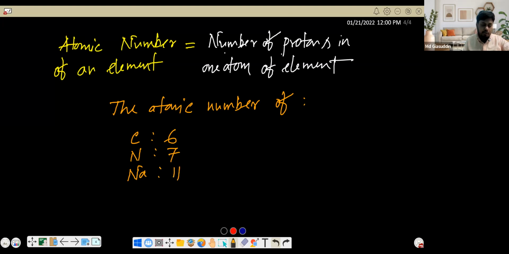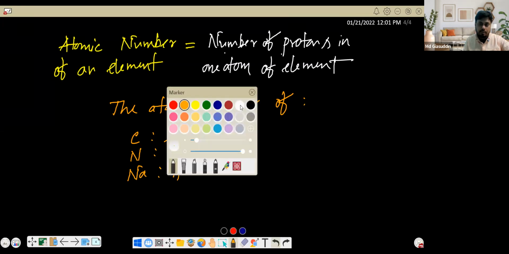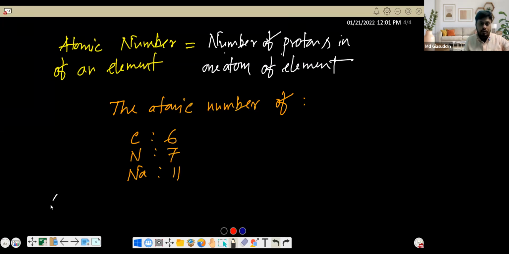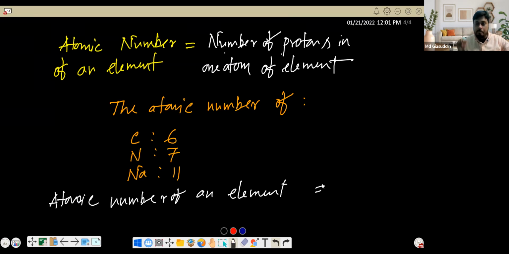In other words, can you also say that the atomic number of an element is nothing but the number of electrons in one neutral atom? We can also write the atomic number as the number of electrons in a neutral atom. Are you getting my point or not? So please repeat. The atomic number of an element is also said to be the number of electrons in one neutral atom.